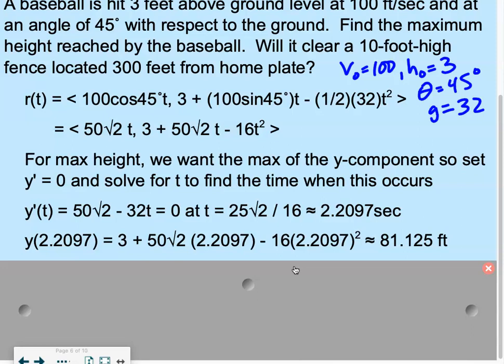So we've done the first question. Now the second question: will it clear a 10-foot high fence located 300 feet from home plate? How are you going to figure this one out? You need to find the t when x is 300, not x prime, just x. We want to know when the position is 300, so we set our x position equal to 300, find out what time that occurs, and then plug that into the y and see how high we are in the air at that time. Does that make sense?